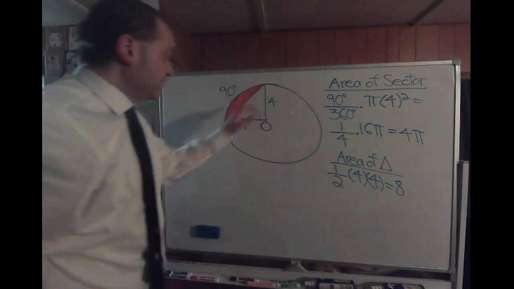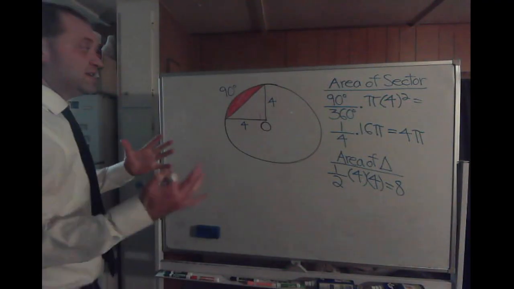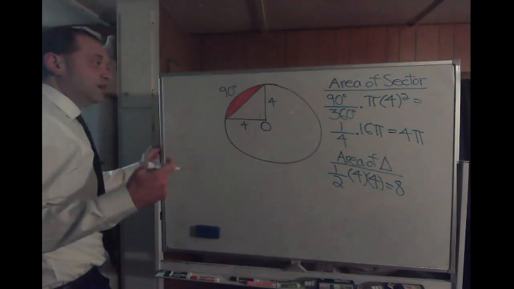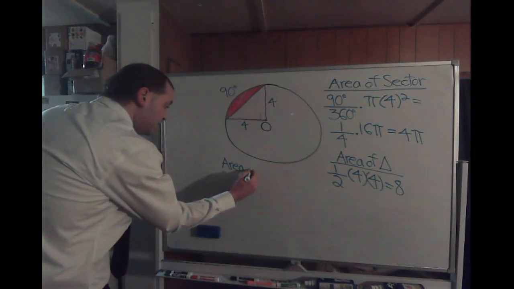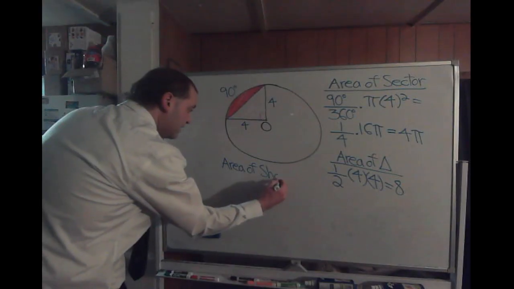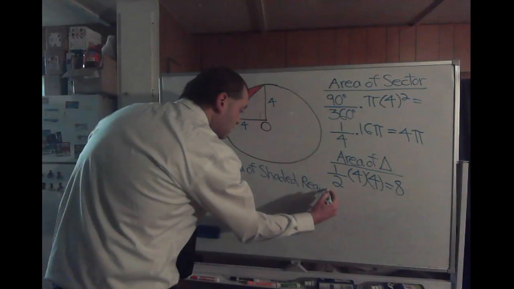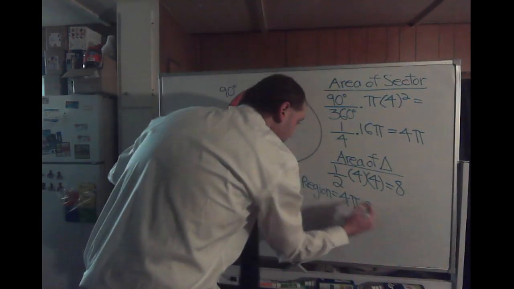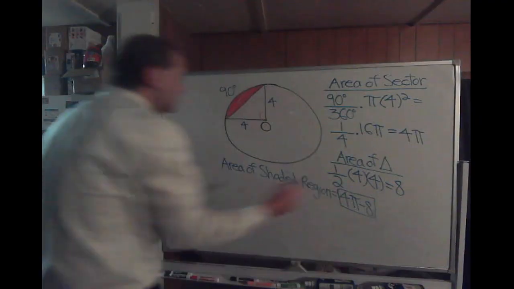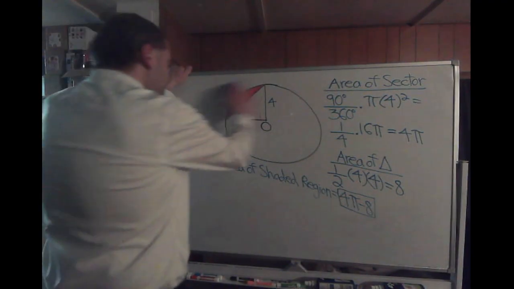So we found the area of the whole sector being 4 pi. The area of the triangle is 8. Now we just need to take the area of the sector minus the area of the triangle, and you'll get the area of the shaded region. So the area of the shaded region would equal the area of the sector, which is 4 pi, minus the area of the triangle, which is 8. So the answer you should get for the area of the shaded region is 4 pi minus 8. So that's how you do problems like that.